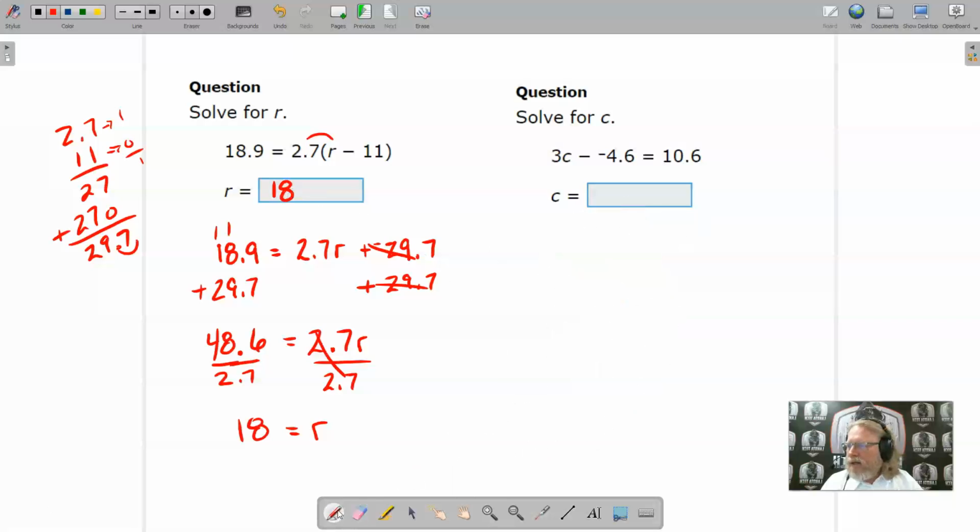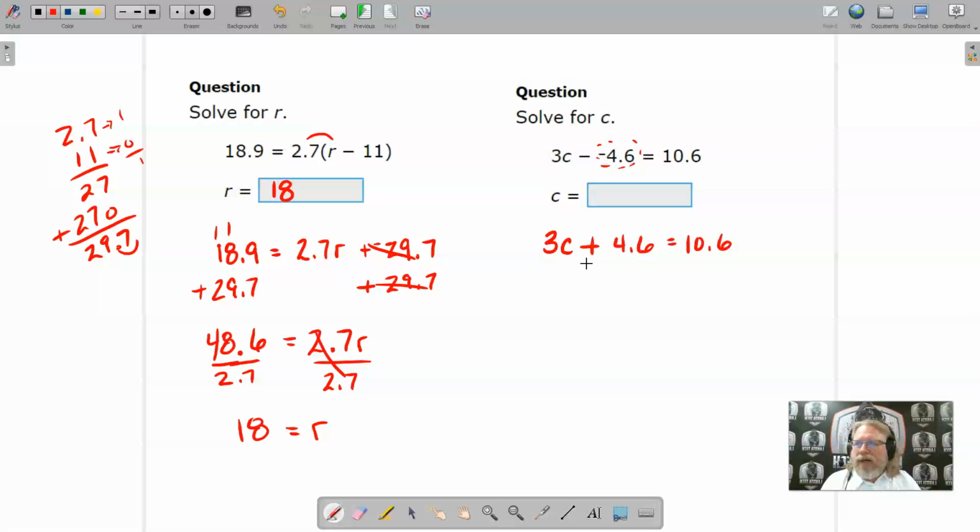So let's get that out of there. And for the last one, this minus a negative would probably work a lot better, 3c, if it were plus a positive. So change the subtraction to addition. Take the opposite of the following value. So negative 4.6 becomes positive 4.6 equals 10.6.